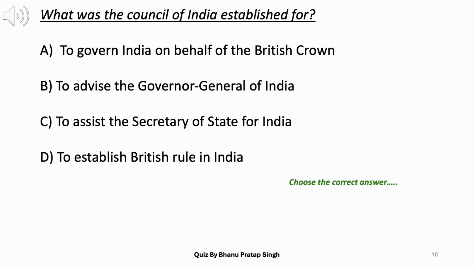10. What was the Council of India established for? A. To govern India on behalf of the British Crown. B. To advise the Governor-General of India. C. To assist the Secretary of State for India. D. To establish British rule in India.